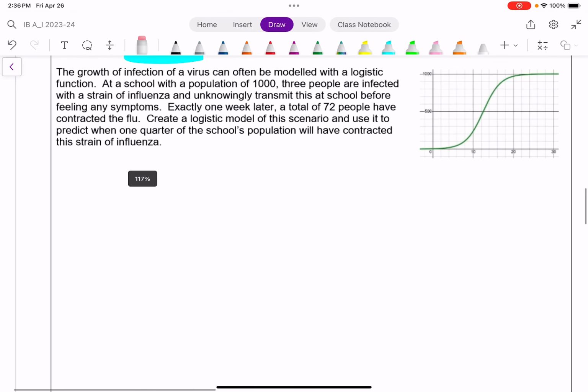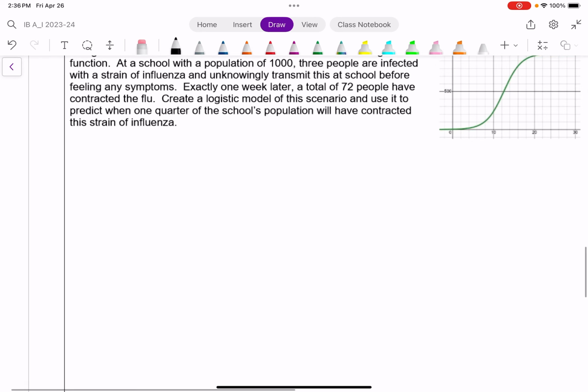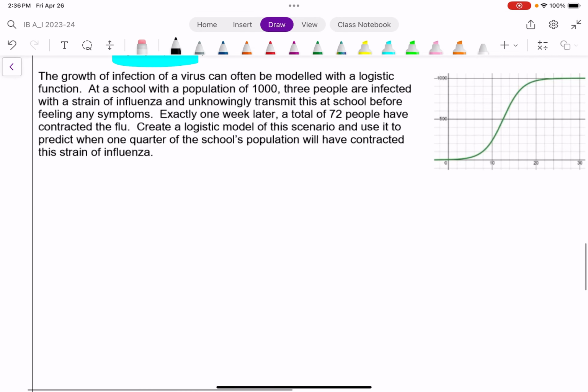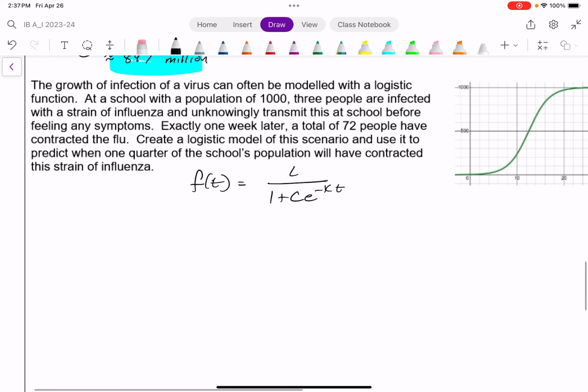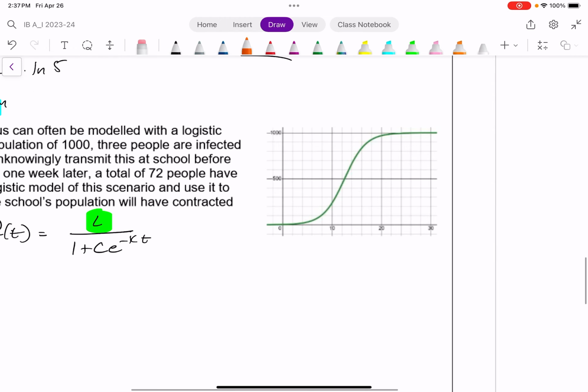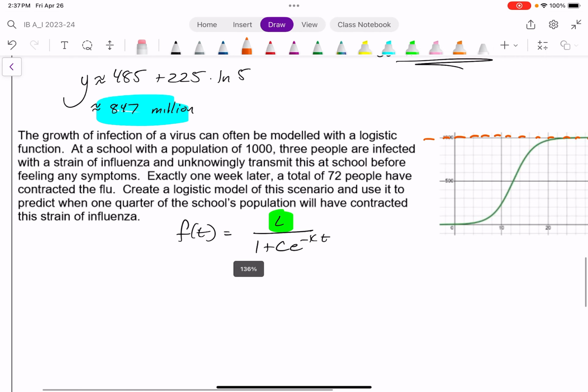So before I even look at the specifics of this question, let me write down that in general, a logistic equation can be expressed like this. It's a function of time, L over 1 plus C, e to the negative kt. All right, so a few things to be clear about this. That L, we call the carrying capacity, which is essentially the maximum that this function can reach. If you look at my graph here, it's represented by a horizontal asymptote. This model will never reach the carrying capacity. It'll get infinitely close. And so it's essentially the maximum it can ever reach.